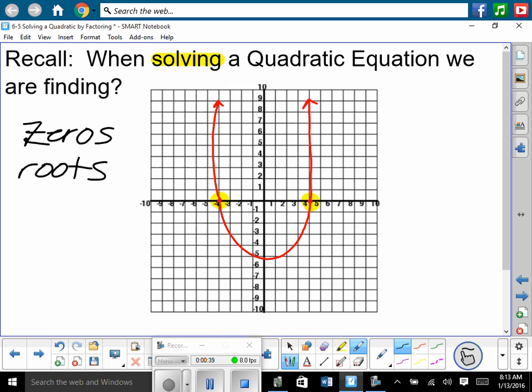These are the roots. So just a couple things to keep in mind. And these are also the solutions. So they all mean the same thing, just different words. So if it says find the roots to the equation, you're simply solving it. Find the zeros to the equation, you're simply solving it. Find the solutions, you're solving it.